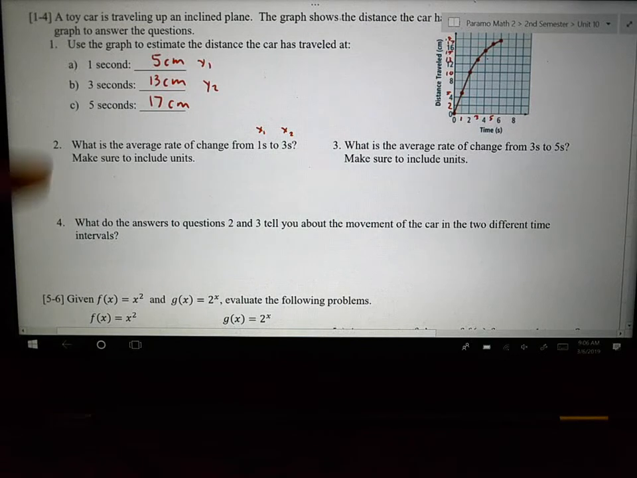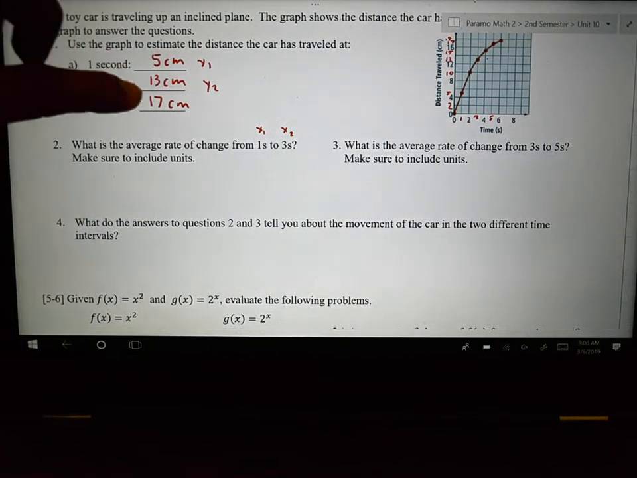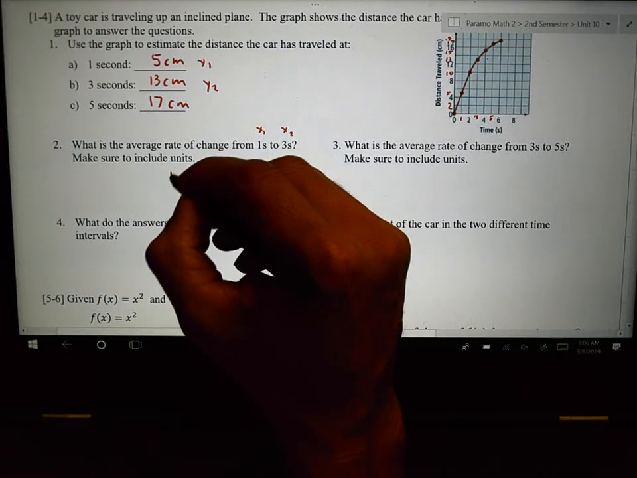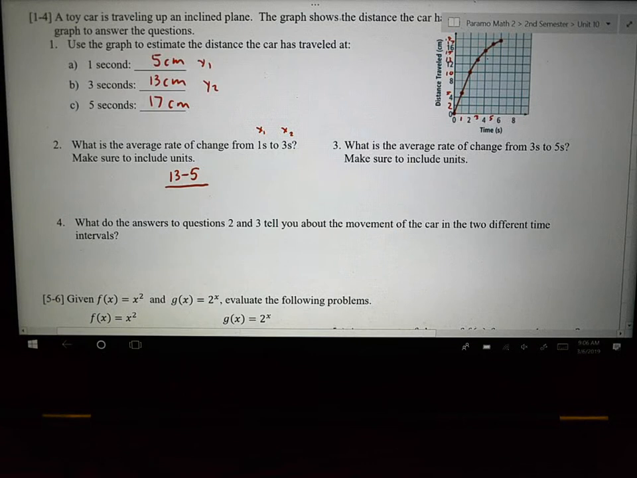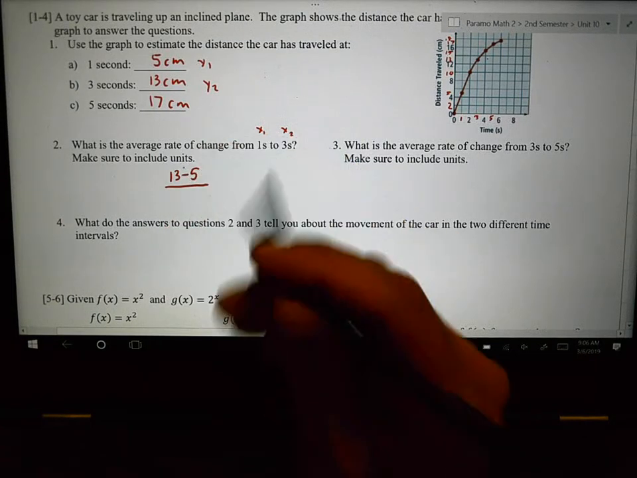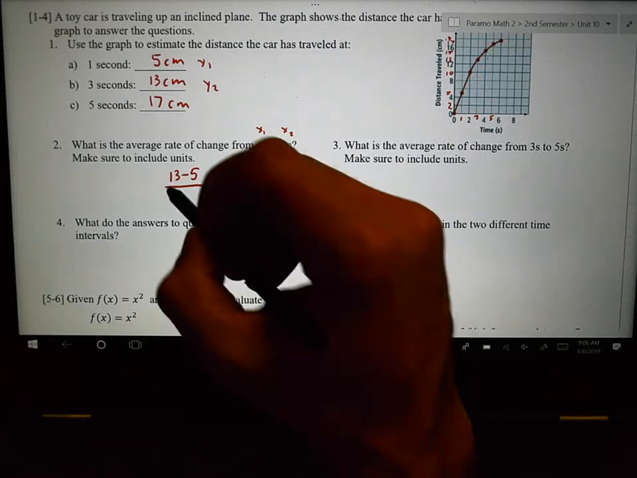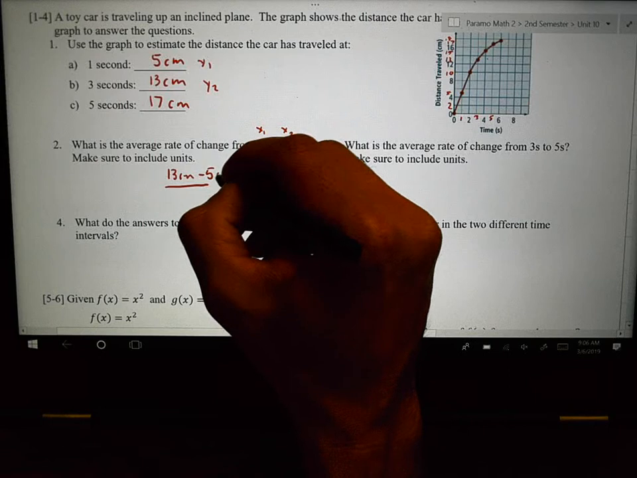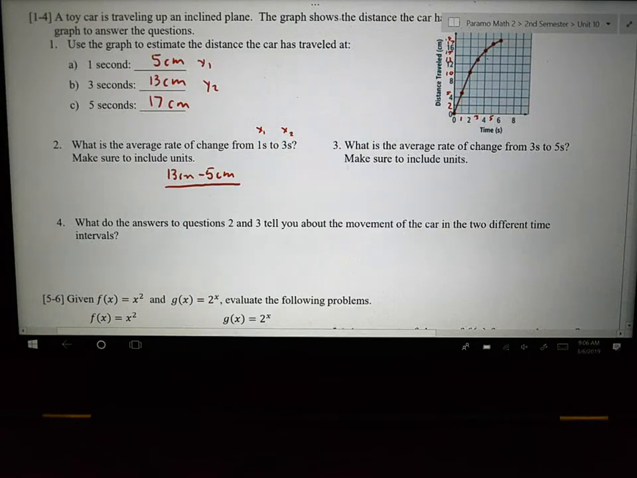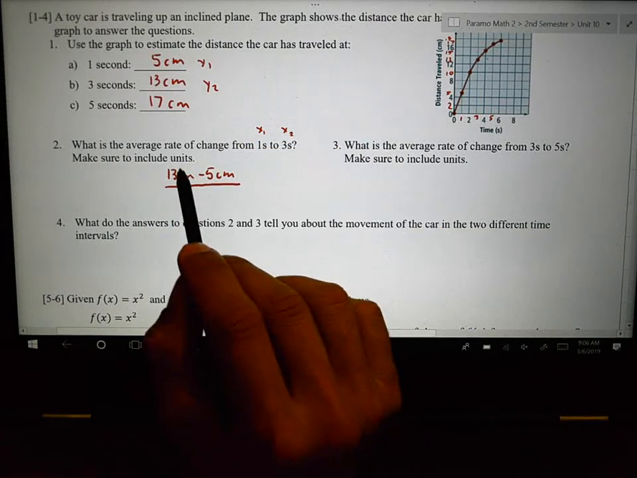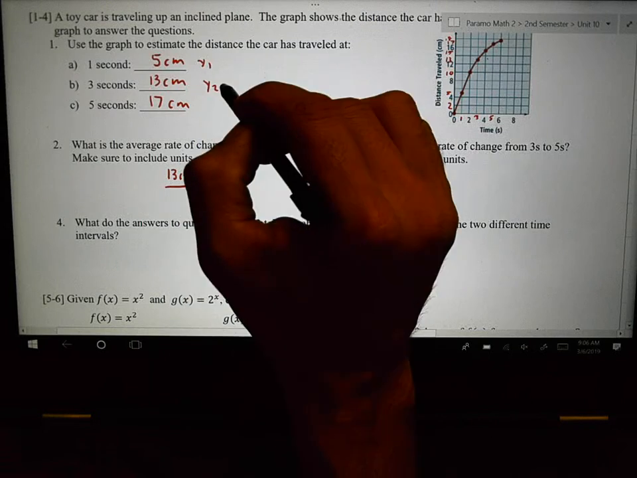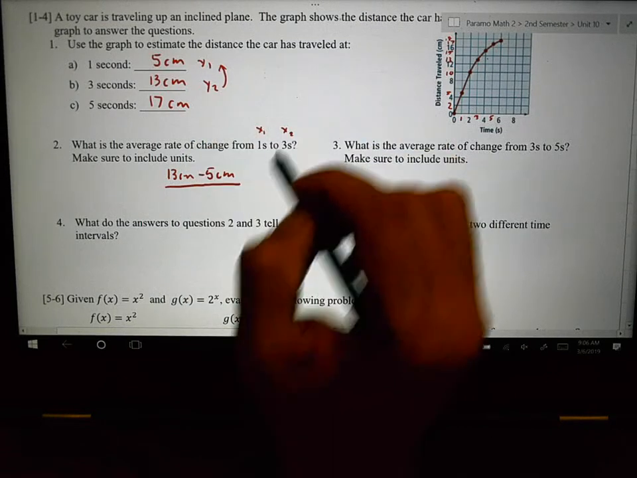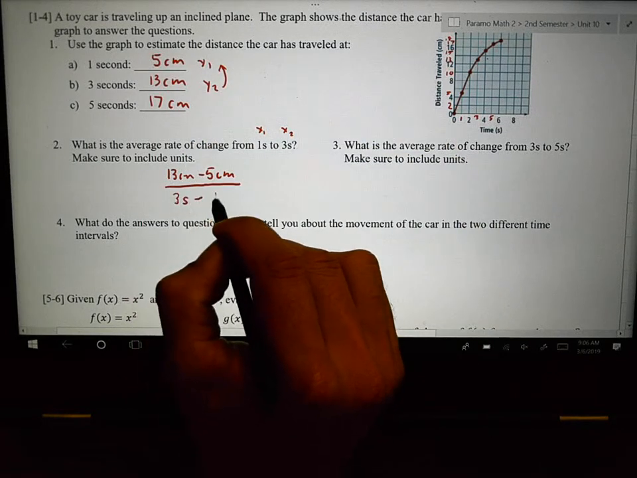You're going to take what was the distance traveled and you're going to subtract them. 13 minus 5. And believe it or not, I'm going to erase that. I'm going to put 13 centimeters minus 5 centimeters for a specific reason. And 13 was my y2 minus y1. I have to do x2 minus x1. I have to do 3 seconds minus 1 second.